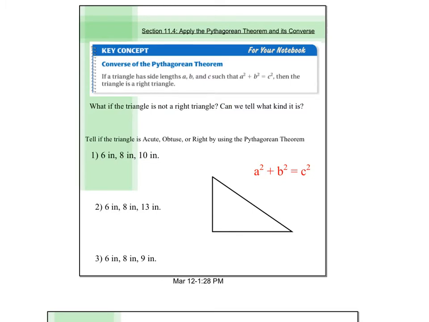Okay, going to that 3rd slide. Now you may say, okay, that's great, but what if I plug in the numbers and a squared plus b squared does not equal c squared? What kind of triangle do I have? What if it's not a right triangle? Can we tell which type it is? And the answer is yes, we can.